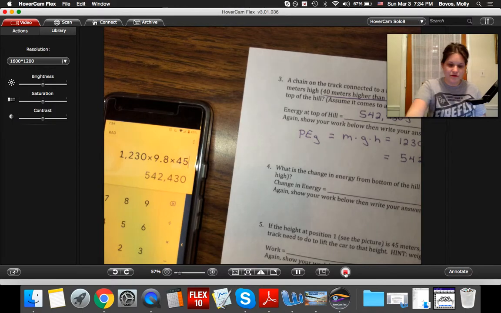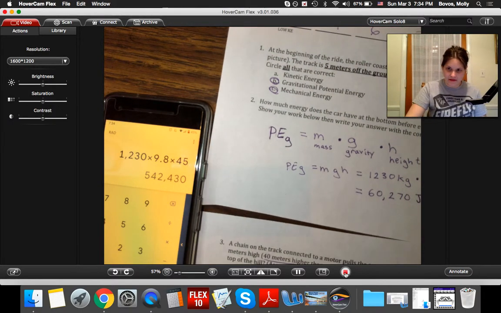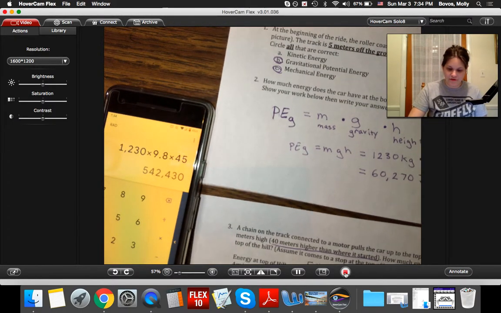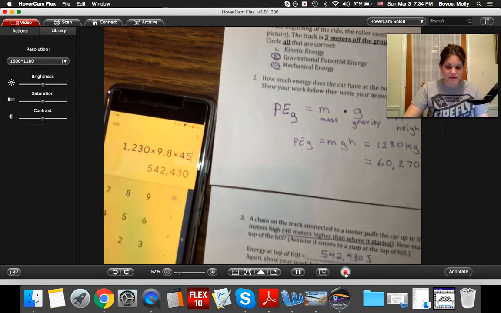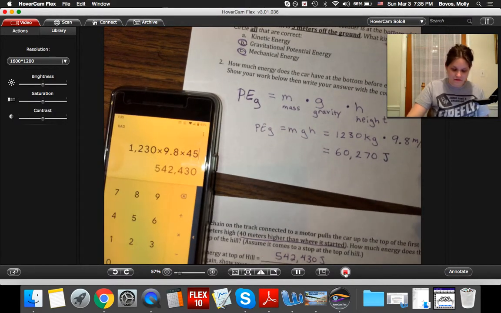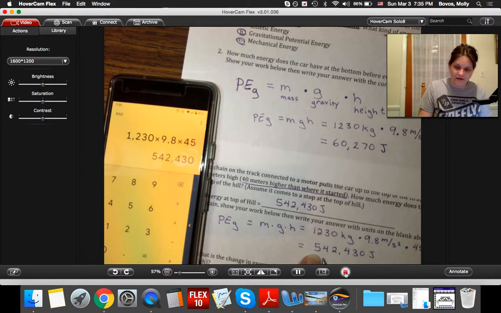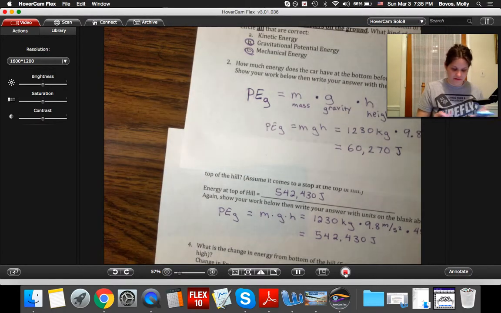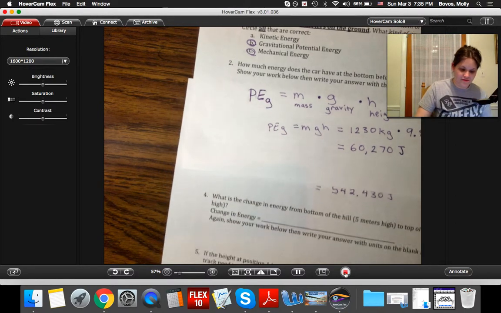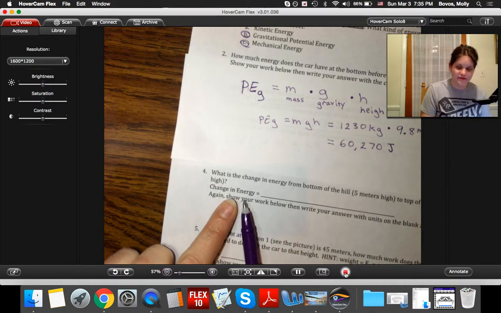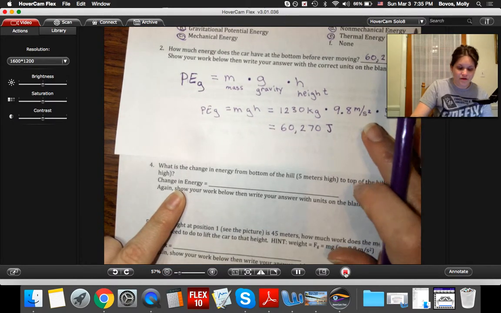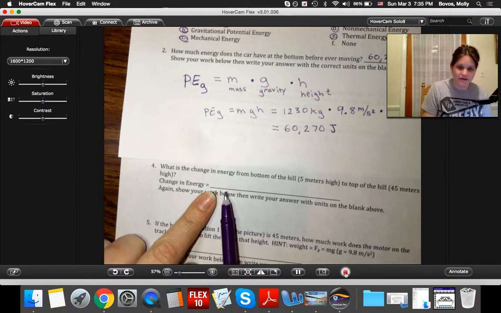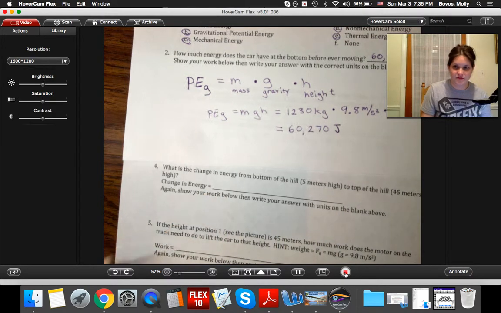All right, so before we started going up that hill, we had 60,270 joules, and now we have 542,430 joules. Well, we went up 40 meters, so that's a lot. Okay, so now, number 4 asks us to calculate the change in our energy. Well, that change just means how much that we ended with minus how much we started with.